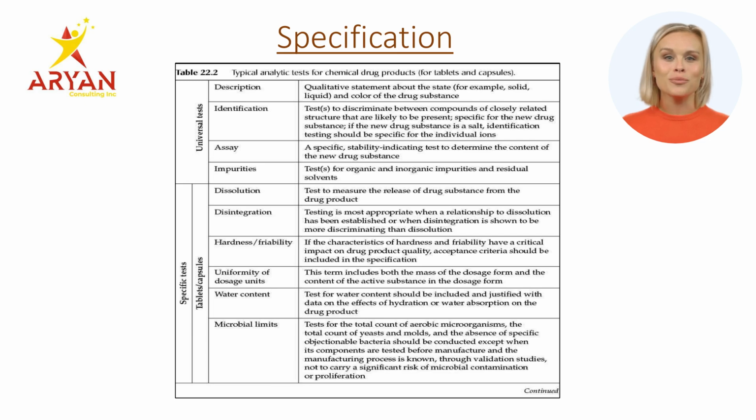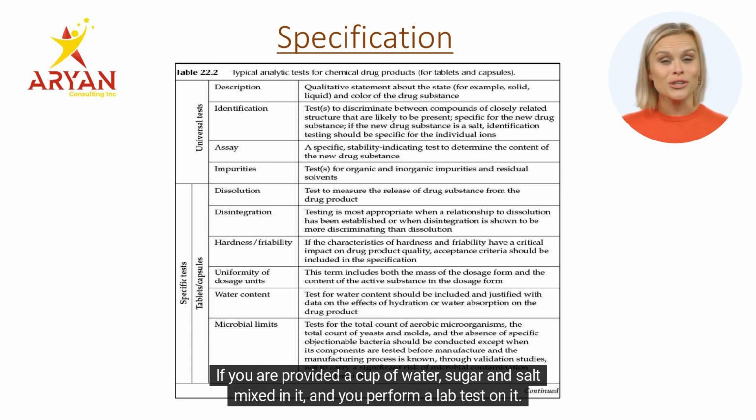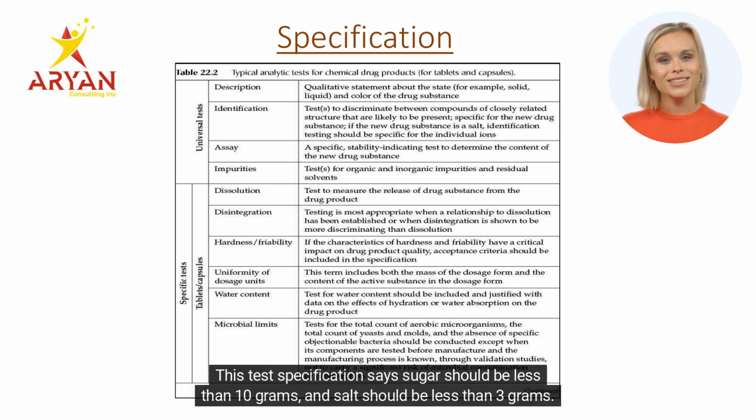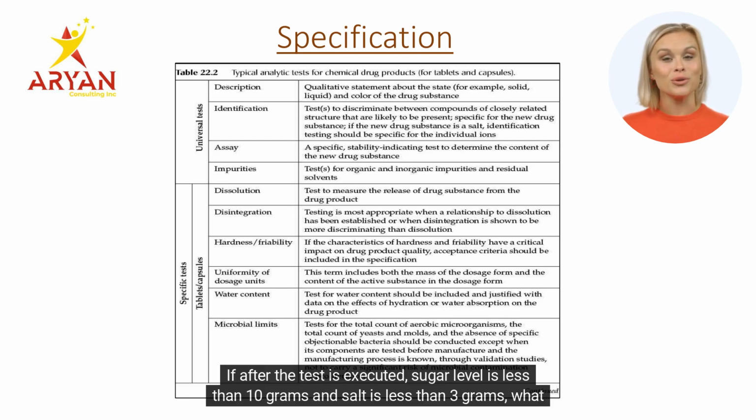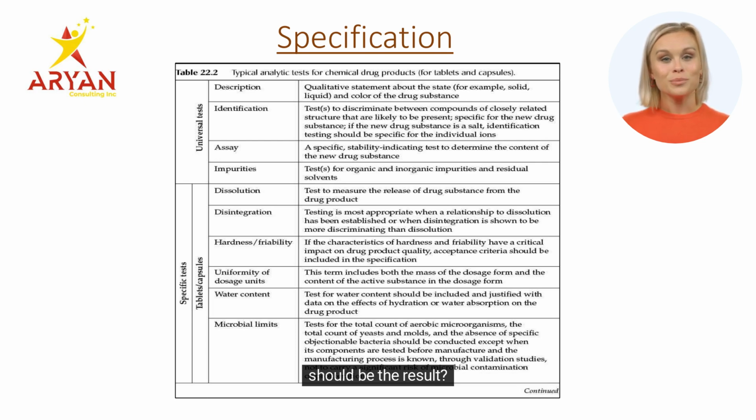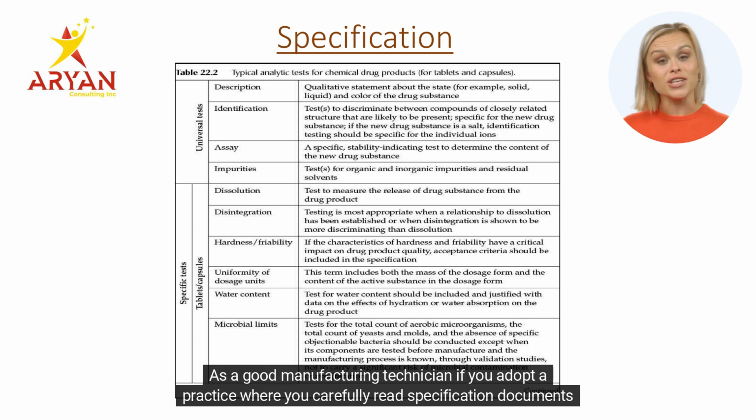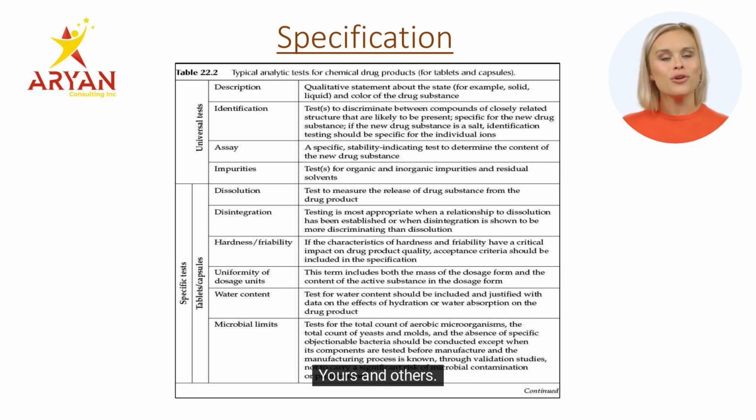Let me give you an example. If you are provided a cup of water with sugar and salt mixed in it, and you perform a lab test on it, this test specification says sugar should be less than 10 grams and salt should be less than 3 grams. If after the test is executed, the sugar level is less than 10 grams and salt is less than 3 grams, what should be the result? Yes, this test is pass. As a good manufacturing technician, if you adopt a practice where you carefully read specification documents, you will avoid a lot of errors, yours and others'.